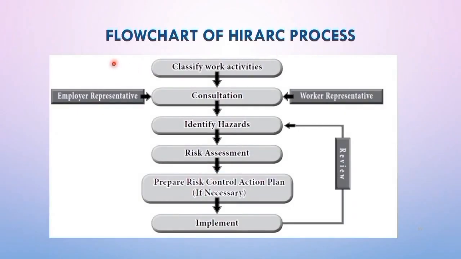This is the flowchart of the HIRAC process. As I mentioned earlier, the first step is classify the work activities. After classifying the work activities, we need to consult the employer representative and also the worker representative. After that, we are able to identify the hazards, conduct the risk assessment, prepare the risk control action plan, and then implement, and lastly have to review the hazards.